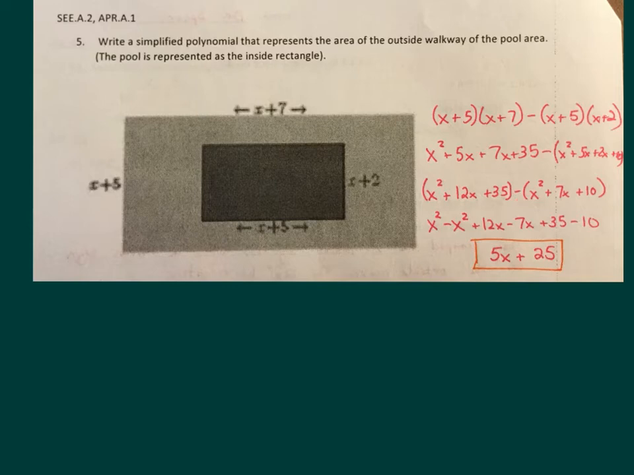But now notice, I still have my minus sign, and I included parentheses so that I would not lose where that minus sign goes. So now I combine like terms: x squared minus x squared, 12x minus 7x, 35 minus 10. And I simplified, and that was my final answer for the area.